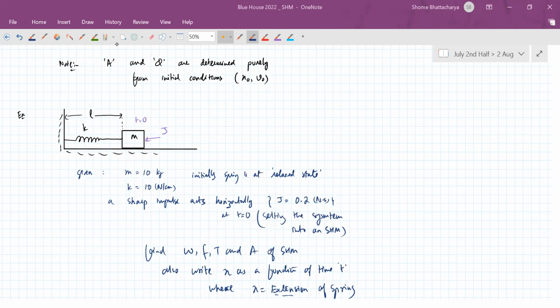So again, your omega comes from the physical properties of the system, which are k and m, the elasticity and the inertia. Whereas your phase constant and amplitude come from the initial conditions. That is how we are setting the motion off, how much displacement we are giving, how much velocity we are giving at t equal to 0.